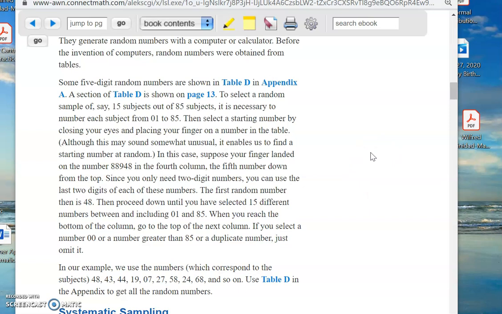Now, this part doesn't have to be random because it's going to be random later on. So the first guy, you say, hey, everybody line up here. So you're number 1, you're number 2, you're number 3, and so forth, all the way up to 85. Then we have to pick a starting number. You just pick that by closing your eyes and putting your finger on the table.